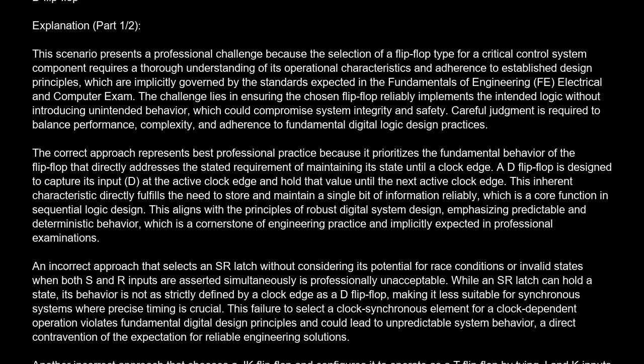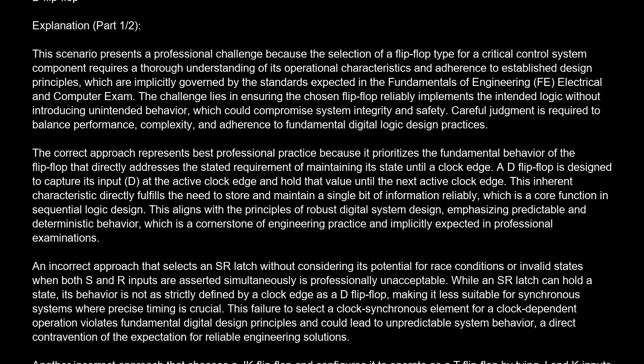The correct answer is B. D flip-flop. Explanation. This scenario presents a professional challenge because the selection of a flip-flop type for a critical control system component requires a thorough understanding of its operational characteristics and adherence to established design principles, which are implicitly governed by the standards expected in the Fundamentals of Engineering, FE, Electrical and Computer Exam. The challenge lies in ensuring the chosen flip-flop reliably implements the intended logic without introducing unintended behavior, which could compromise system integrity and safety. Careful judgment is required to balance performance, complexity, and adherence to fundamental digital logic design practices.